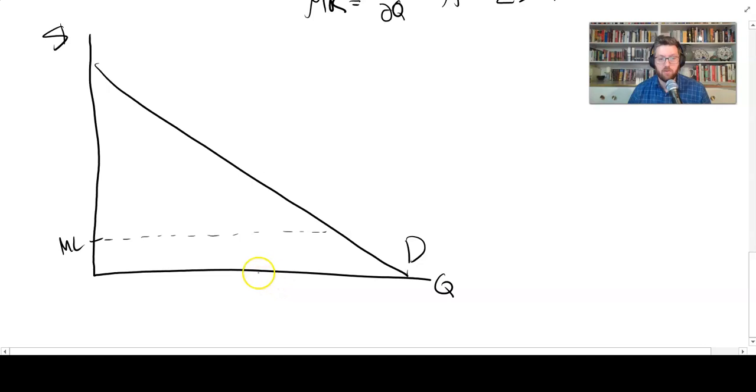Okay, marginal revenue. I need to find the point on this axis that's about halfway, so I'll say maybe here. And I draw a new line from there to there. That's going to have twice the slope, and this gives me a pretty decent graphical estimate of what this thing's going to look like.